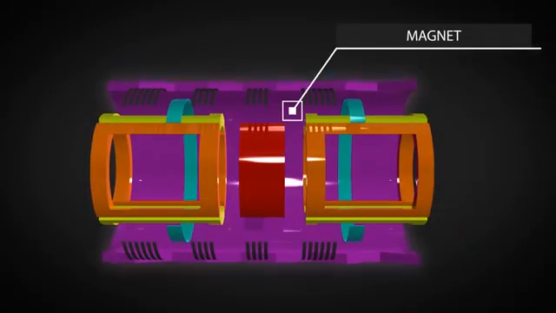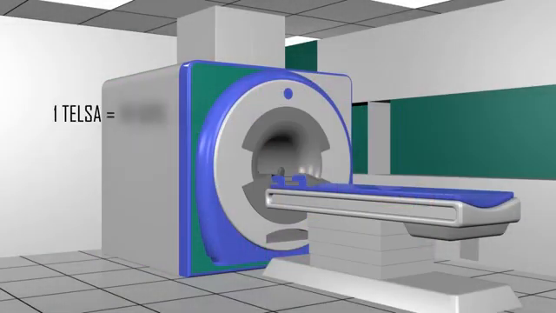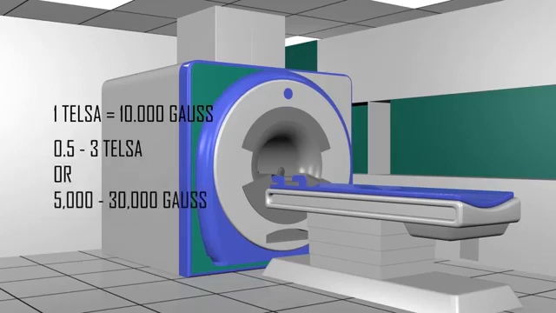The magnet is rated using a unit known as Tesla or Gauss. 1 Tesla equals 10,000 Gauss. The range of the magnetic field of an MRI ranges between 0.5 to 3 Tesla or 5,000 to 30,000 Gauss.